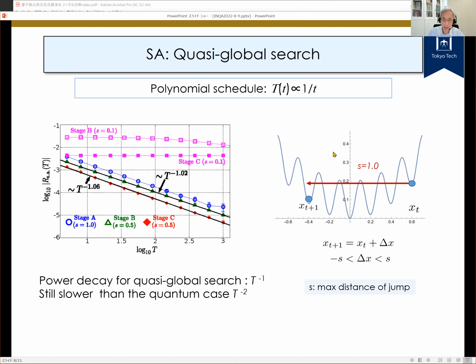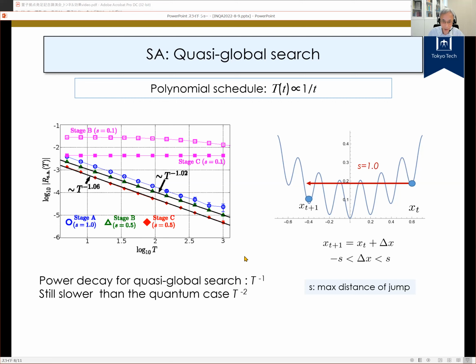And if we decrease the temperature more quickly, like this, it's much quicker than the logarithmic decrease. And if we take the annealing step larger than the barrier width, in this case 1, the next position x_{t+1} is chosen to be x_t plus delta_t, where delta_t is chosen between minus s to plus s uniformly. And if we choose s equal to 0.1, then the particle hops between local minima, ignoring the energy barrier. So this is a quasi-global search.